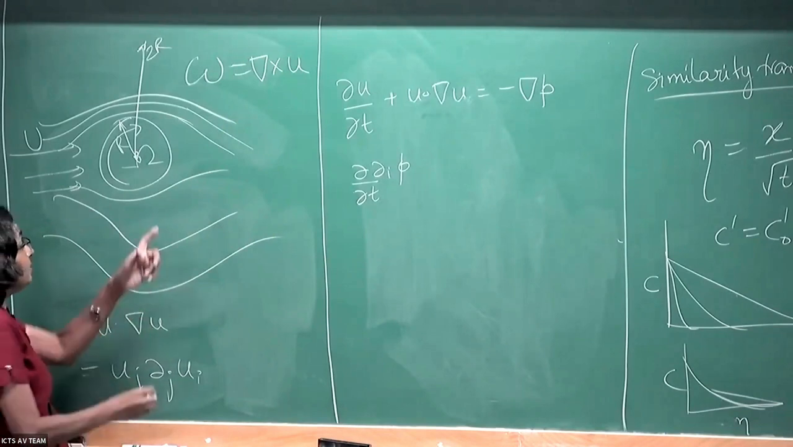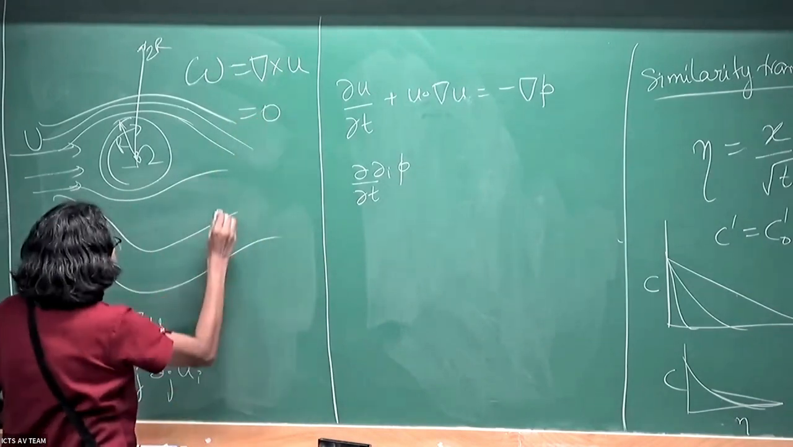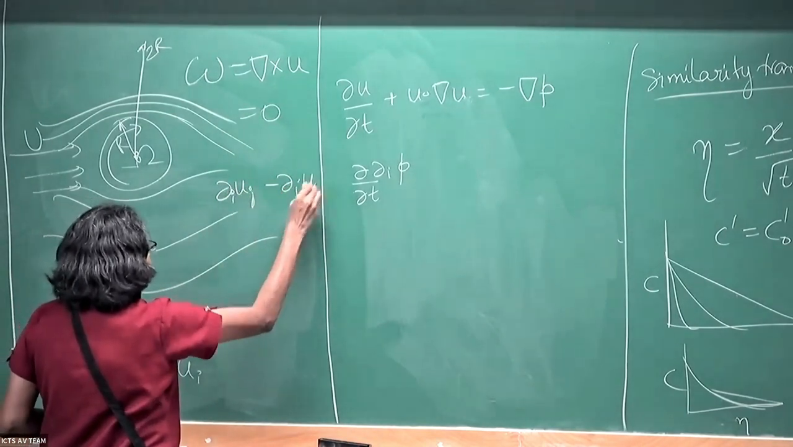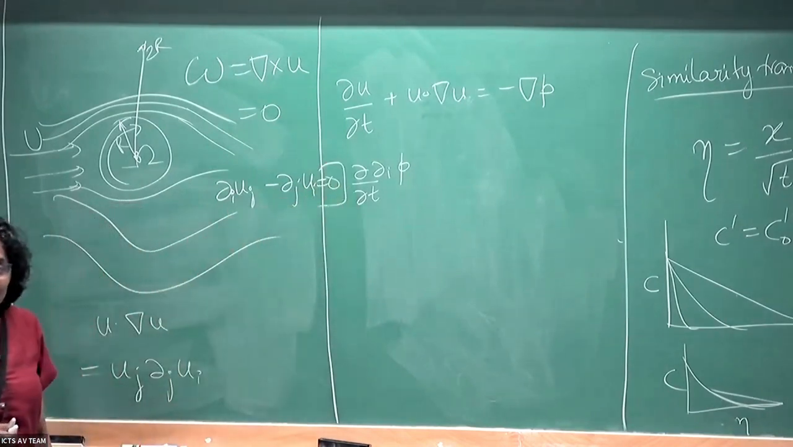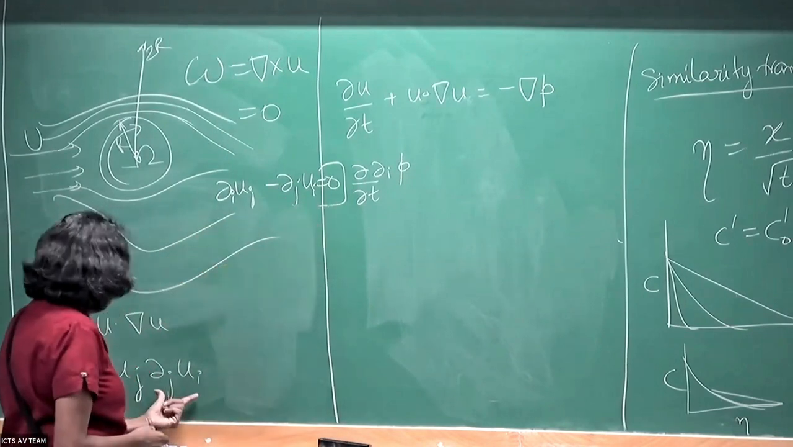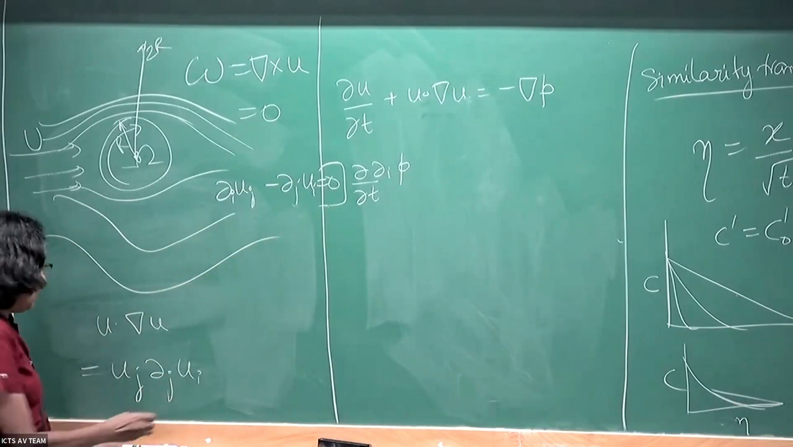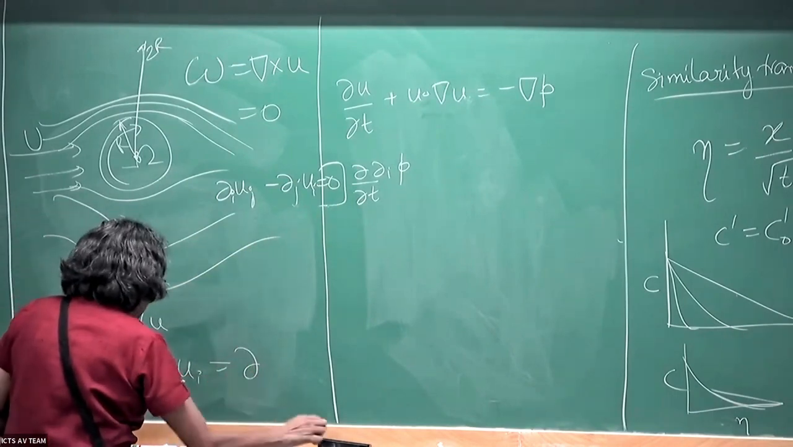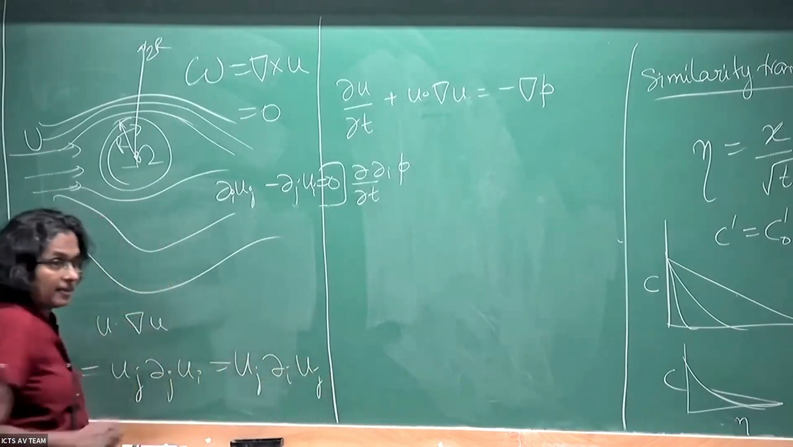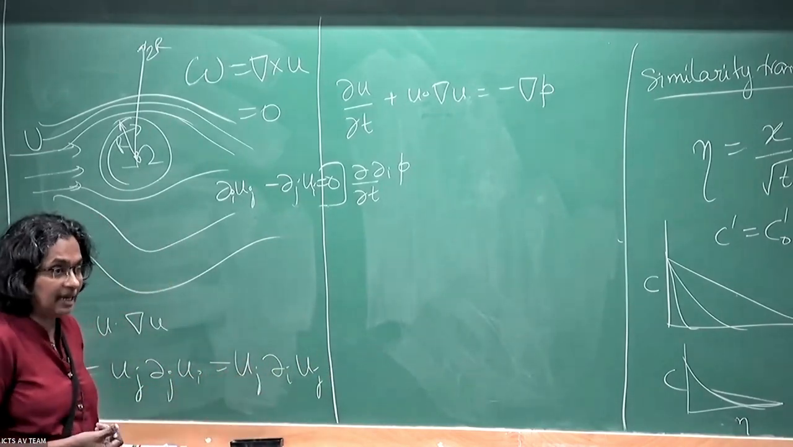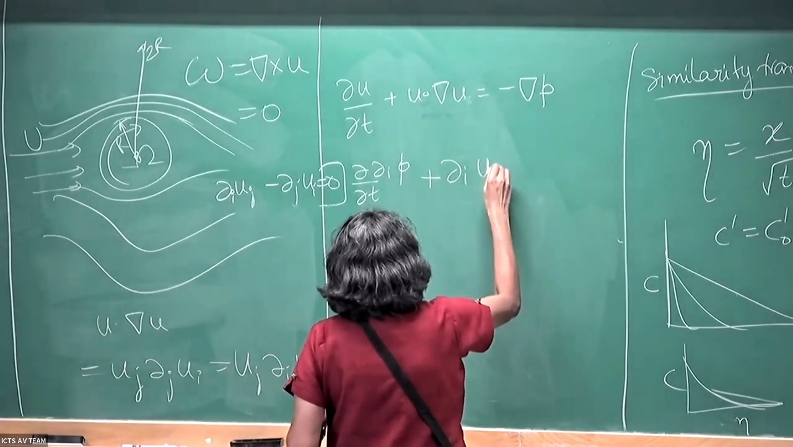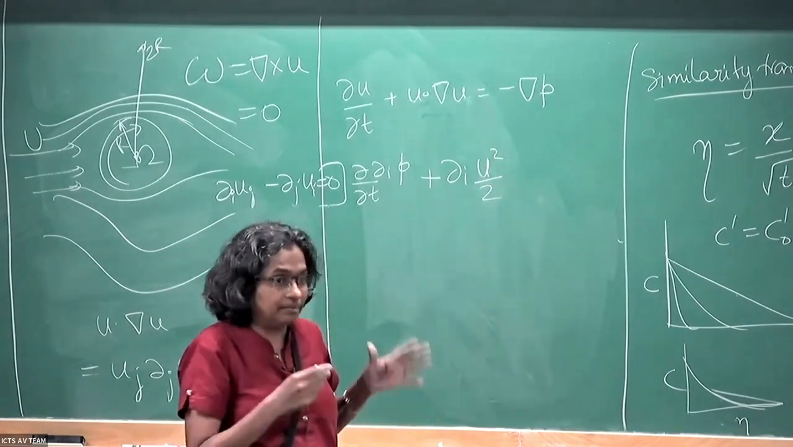Now del cross u is zero means del i u j minus del j u i is zero. Agree or disagree? Agree. So del i u j minus del j u i is zero, I just replace it here. This del j u i, I'm going to write it as u j del i u j. And this I can immediately take the u inside, u j del i u j, and I can write it as del i of u square by 2, because u j u j becomes mod of u square.